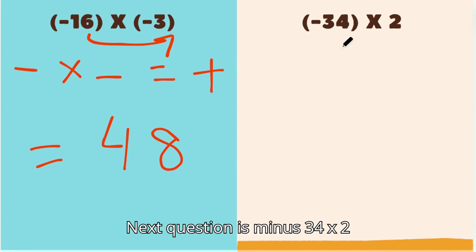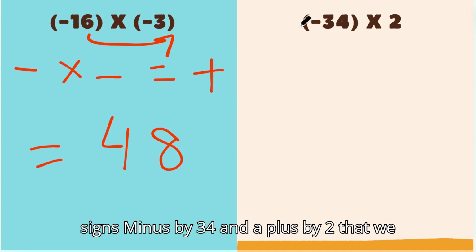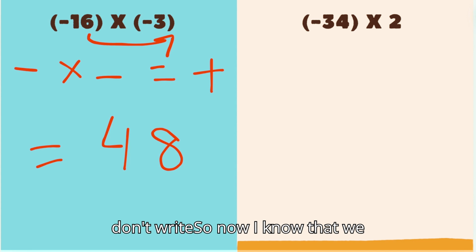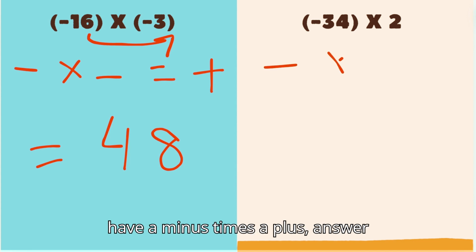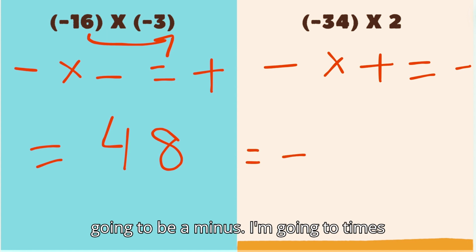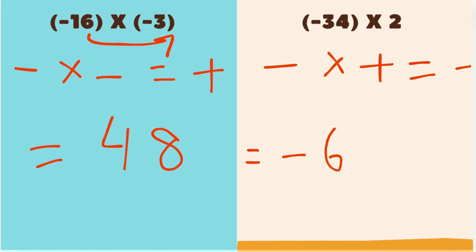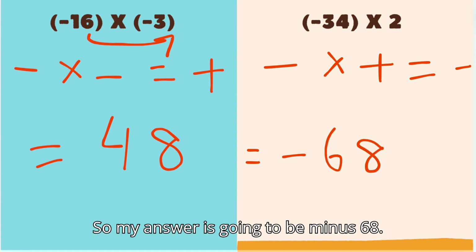Next question is minus 34 times 2. Now we know that we have two different signs, a minus by 34 and a plus by 2 that we don't write. So now I know that we have a minus times a plus. The answer is going to be a minus. I'm going to times 34 by 2. That leaves me with 68. So my answer is going to be minus 68.